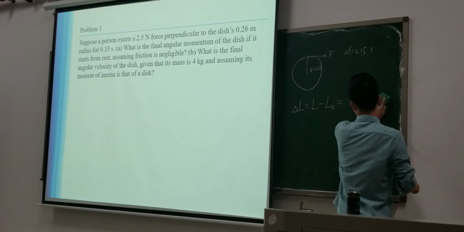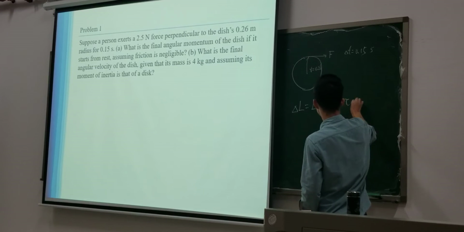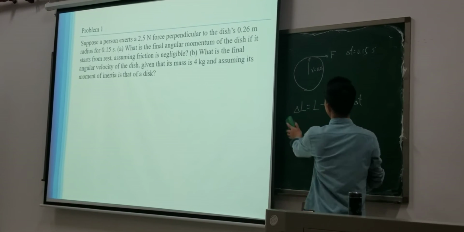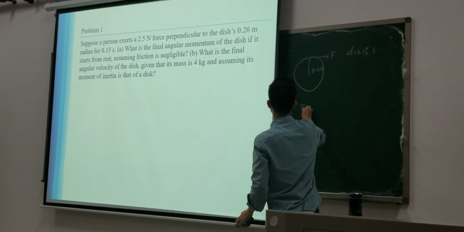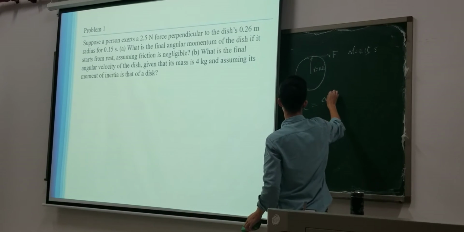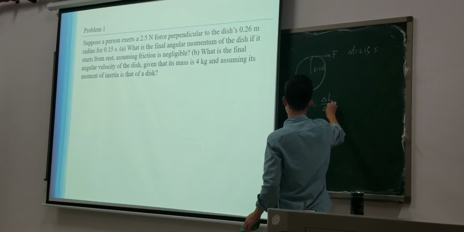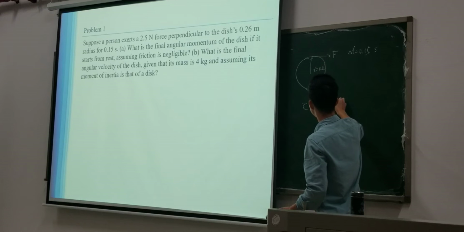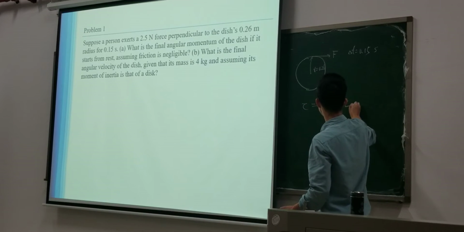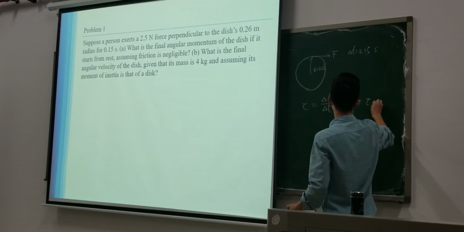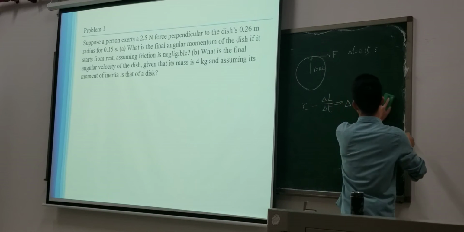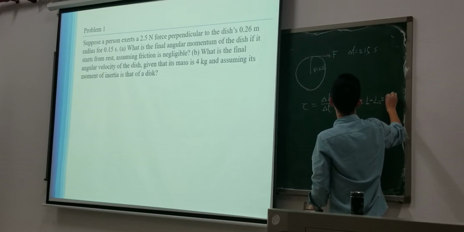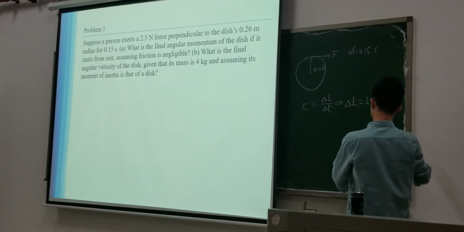And it is the torque multiplied by the time, because the torque tau is equal to delta L over delta T, the time rate of change of angular momentum. So we can write delta L is equal to tau delta T. L minus L0 is equal to tau delta T.